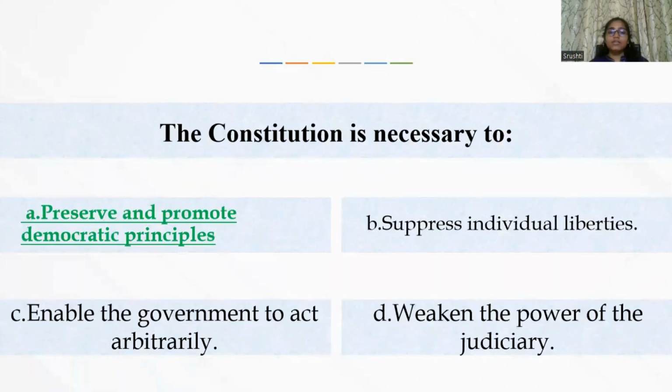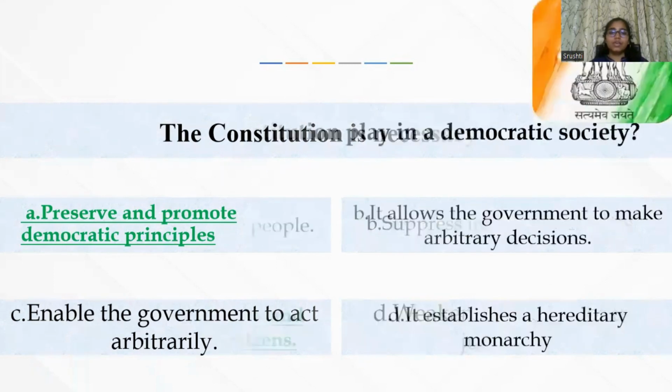Question number 1, the Constitution is necessary to option A, preserve and promote democratic principles. Option B, suppress individual liberties. Option C, enable the government to act arbitrarily. Option D, weaken the power of the judiciary. The correct answer is option A, preserve and promote democratic principles.